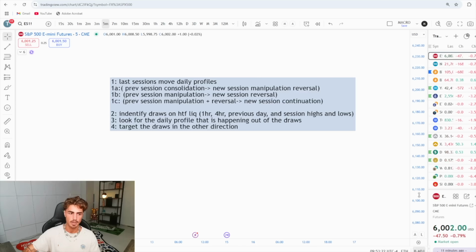So now that we've done this, take a screenshot of it, take it home, give it to your grandma, okay? And then we'll go ahead and apply this on the chart. And you guys will see how this happens literally every single day.